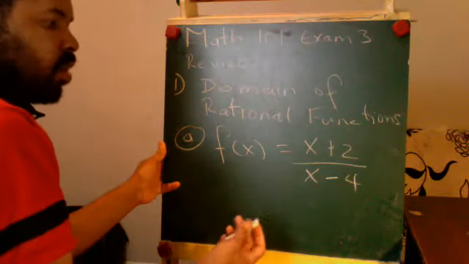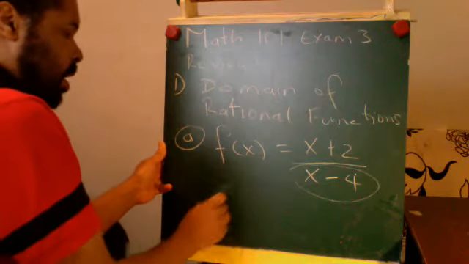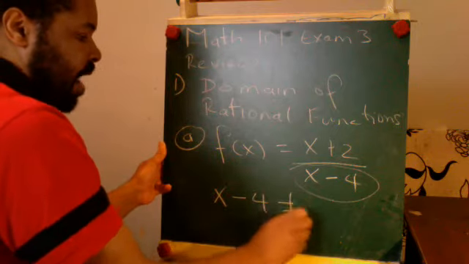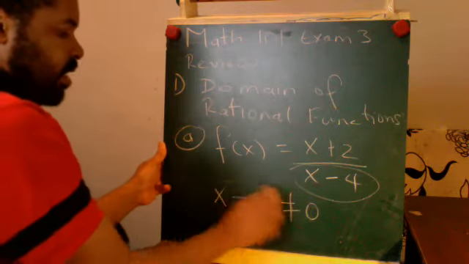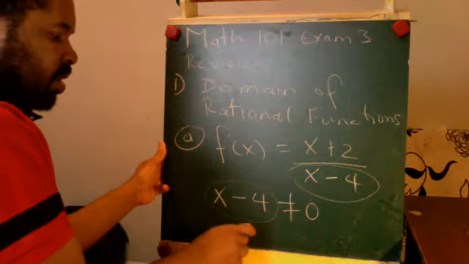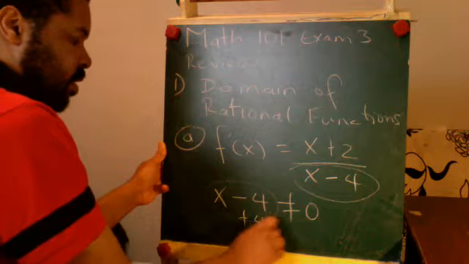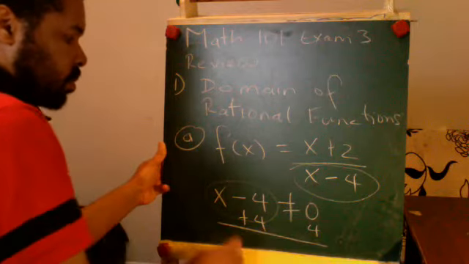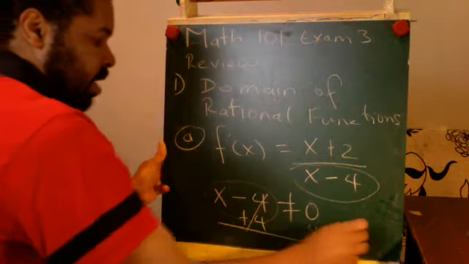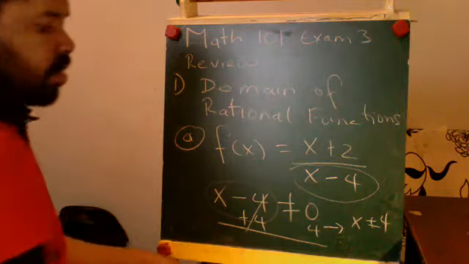If you want to know what the domain is, you have to look at the denominator. We want to say what value do we need for this thing not to be 0. If x minus 4 is not going to be 0, you can solve for this. Basically, you can add 4 to both sides, and what you end up getting is that x is not equal to 4. So that is the domain.